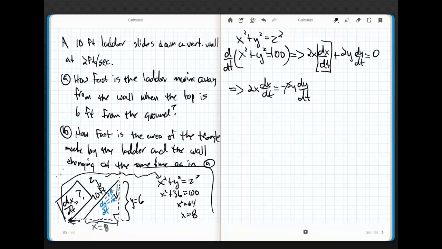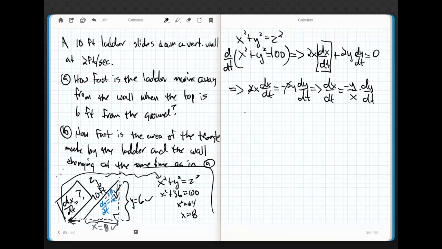I'm simple country folk, so I'm going to cross off these two guys, and that leads me to dx over dt is equal to negative y over x, I just divided through by the x, right, times dy over dt. I need an x, check. I need a y, check. And I need a dy over dt to be able to solve this problem. So dx over dt is equal to, now one thing at a time, negative y, which is negative 6 over 8 times dy over dt, which is negative 2.